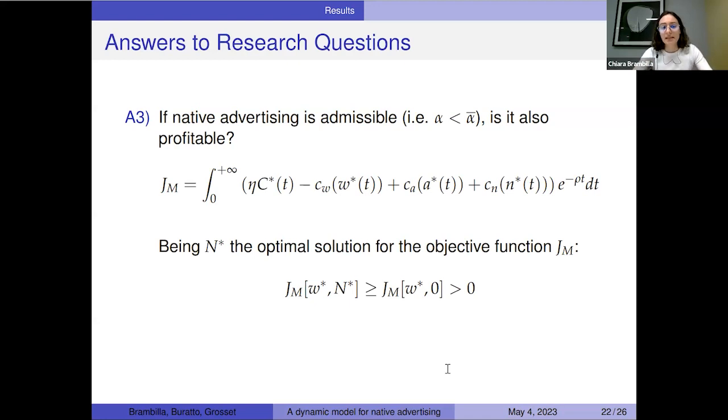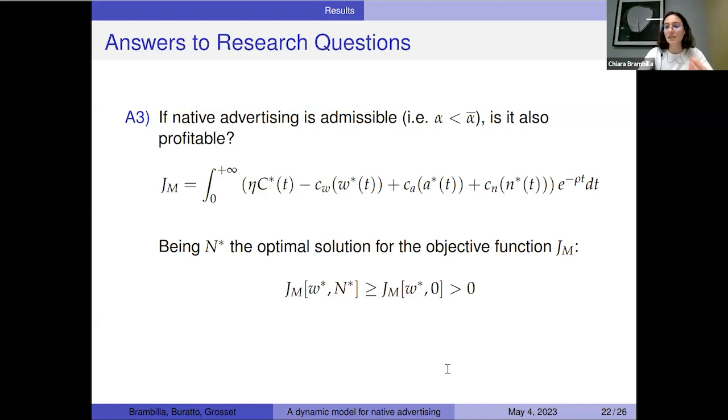But what we can see is that since the capital N strategy that we have computed is the optimal strategy for the media outlet, of course, the profit of the media outlet evaluated at W star and capital N star is greater or equal to the profit of the media outlet evaluated at W star and capital N equal to zero, where capital N equal to zero means that no native advertising is allowed on the platform. And this last profit is positive.